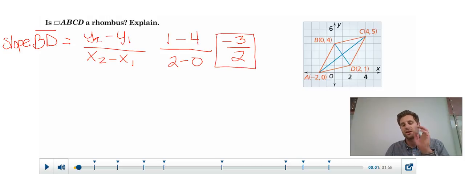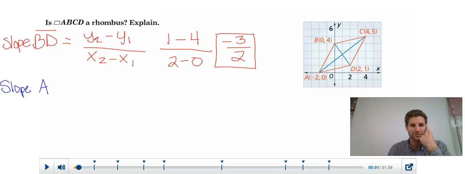So if I'm going to get perpendicular diagonals, then I need to have 2 over 3 positive, right? That would be the opposite reciprocal. So let's see if we can get that. Let's change sky colors here. So let's go ahead and we're going to find the slope, this time of AC. And we'll see if they meet at a perpendicular.